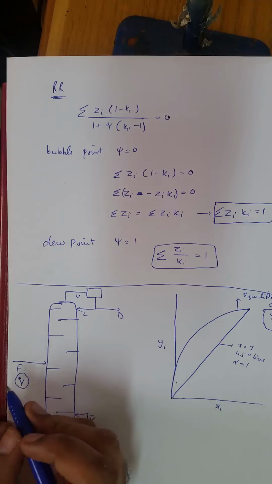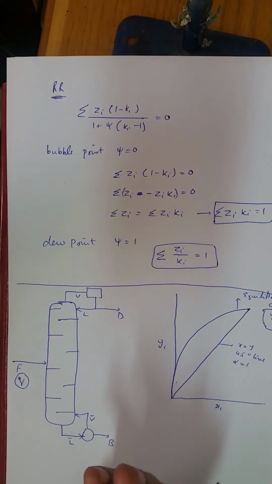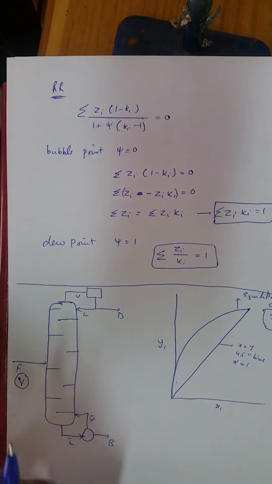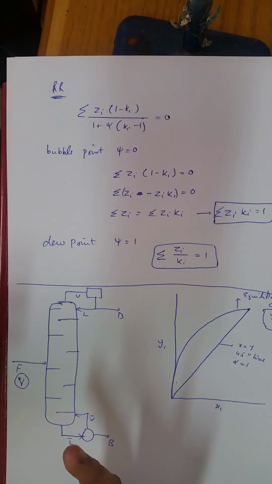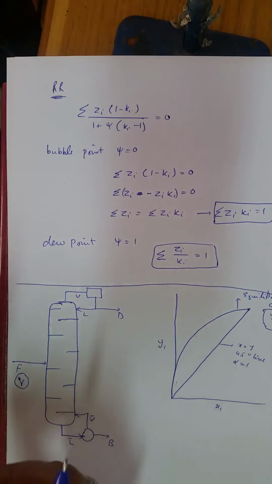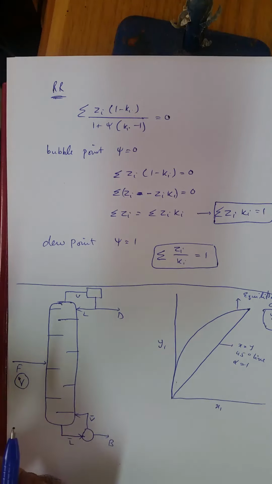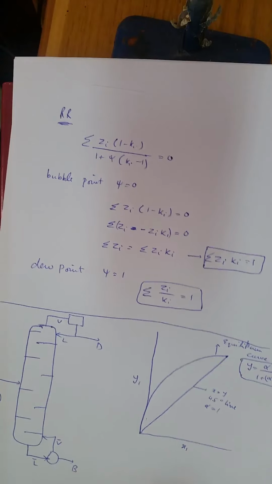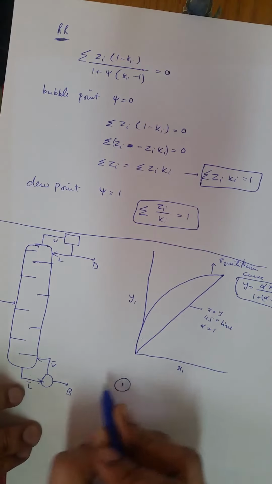Q means the quality of the feed. What kind of feed is this? It's either a bubble point feed, the feed that you are injecting into the distillation column, or it is superheated. There are five categories: superheated, saturated vapor, two-phase, then saturated liquid, then subcooled. So there are five categories for Q.